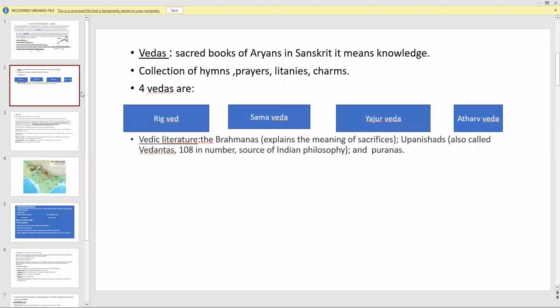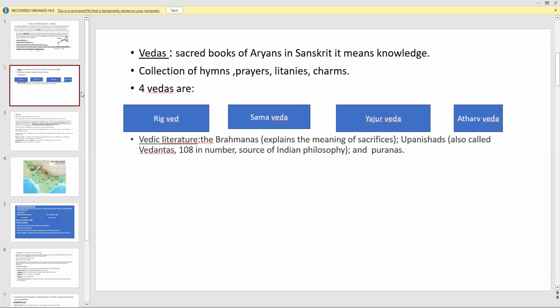Then the different collections of Vedas were written, like different poetries, hymns, charms, and litanies. Litanies means the great poems, the Adi Kavya, which are still in our ancient libraries where we can read these types of Vedas.